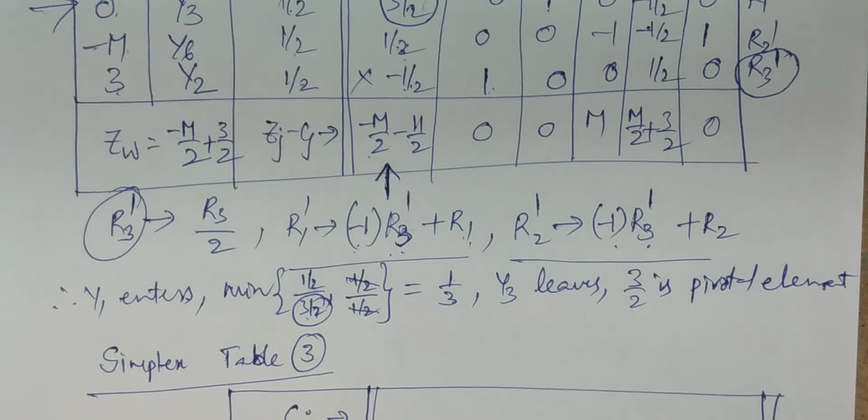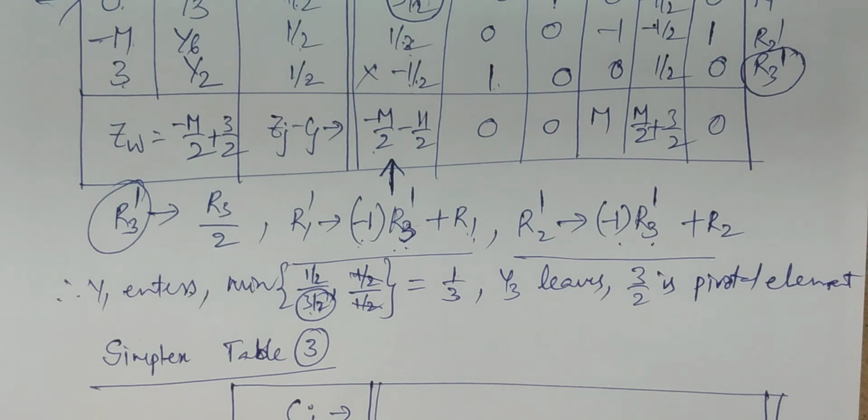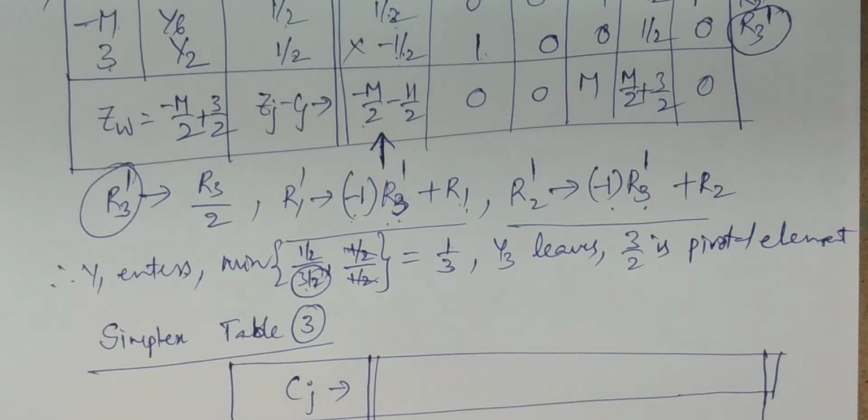So with this I stop here, and I do the remaining calculations in the next part. I hope you understand. We are at the end of simplex table 2. Now we have to enter into simplex table 3. So I stop here so that we continue in the next part. Thank you very much.